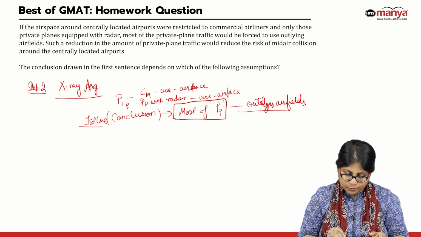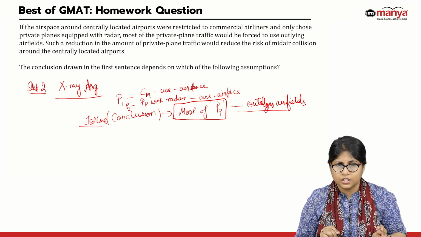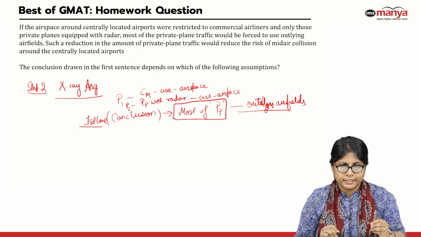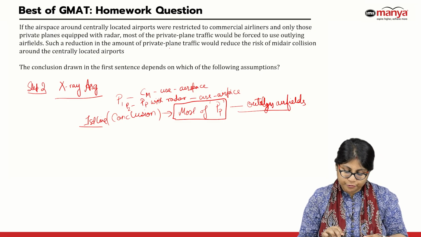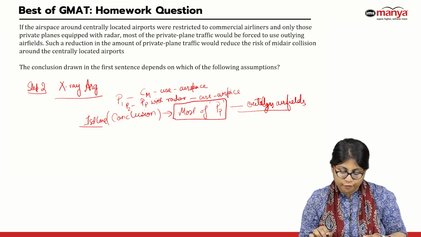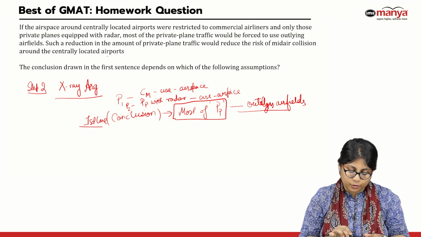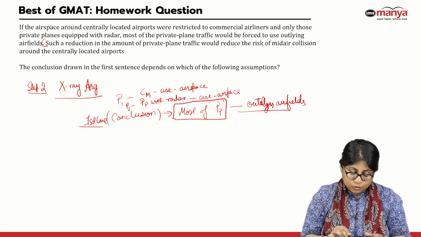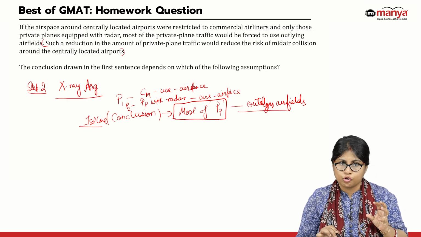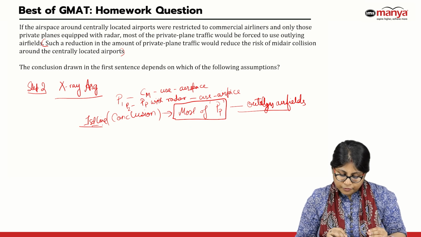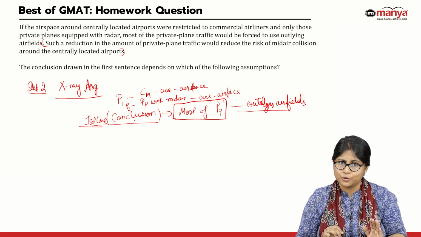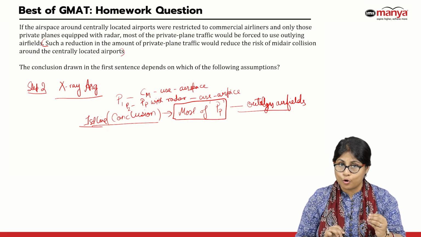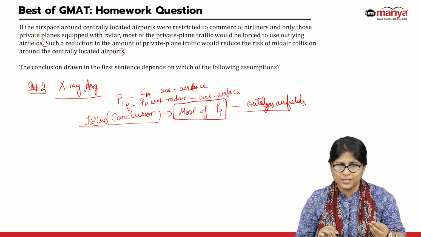Now, the premises clearly talked about commercial airlines and private planes with radar. We are somewhere getting to it, but let's also read the rest of it. Such a reduction in the amount of private plane traffic would reduce the risk of mid-air collision around the centrally located airports. Yes, the last line is exactly a conclusion drawn from the first line's conclusion. But clearly we are told our task here is to find out the necessary assumption on which the first conclusion depends. What is necessary?